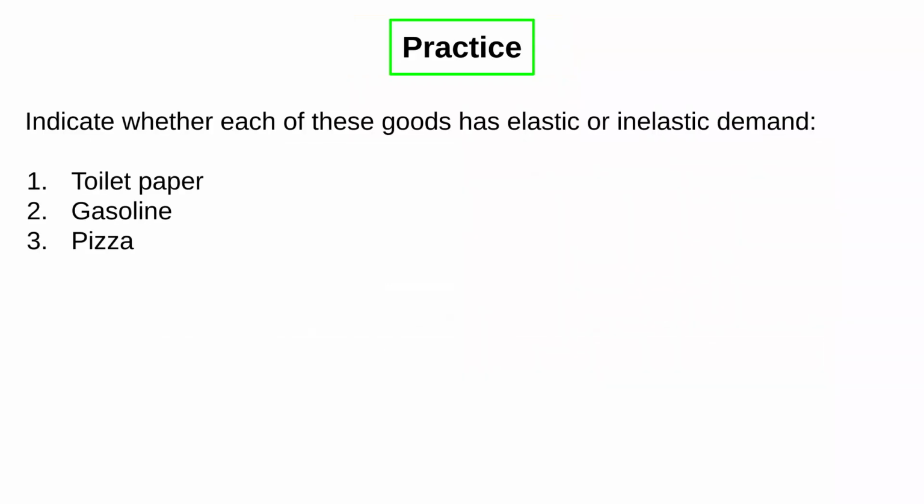So with that in mind, let's do this practice here. Go ahead and indicate whether each of these goods has elastic or inelastic demand. All right, the correct answers are going to be inelastic, inelastic, and then elastic. So toilet paper has inelastic demand because it's kind of a necessity. Same thing with gas. Pizza, a lot of substitutes, more elastic demand.